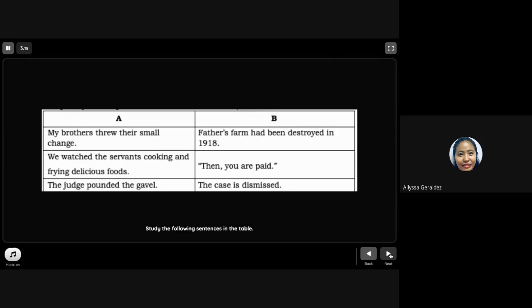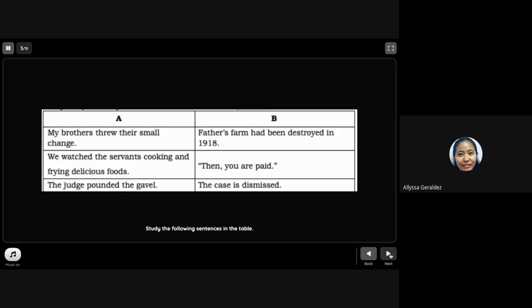Study the following sentences in the table. You have there column A and column B. For column A: brothers threw their small change. We watched the servants cooking and frying delicious foods. The judge pounded the gavel. While column B: father's farm had been destroyed in 1918. Then you are paid. The case is dismissed.